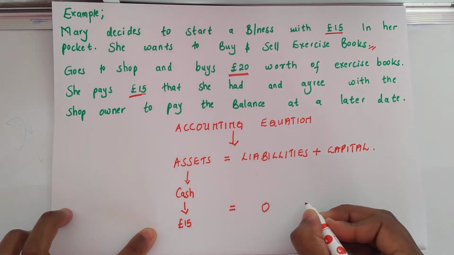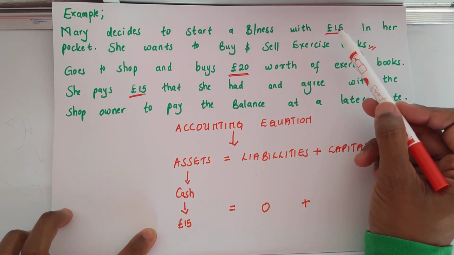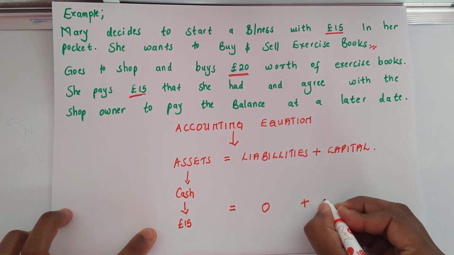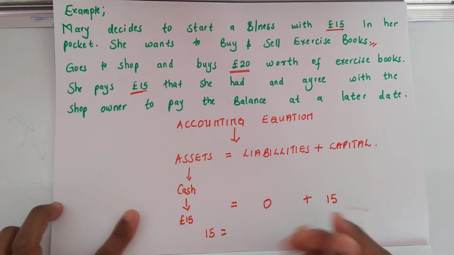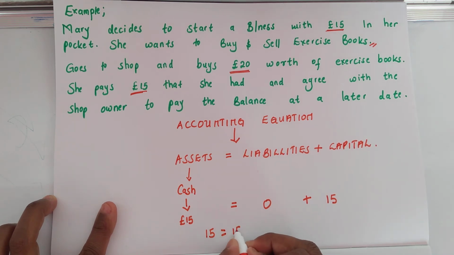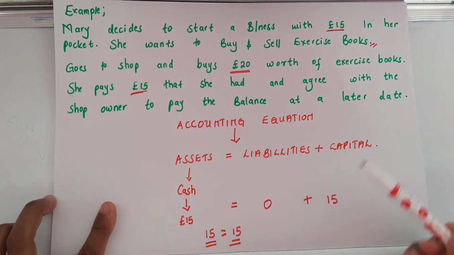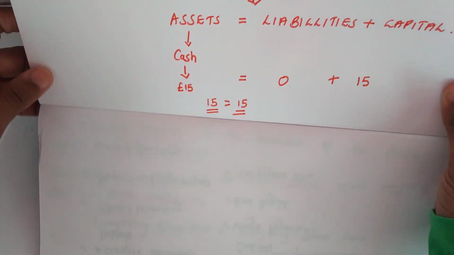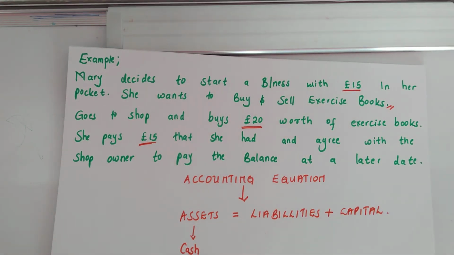Then capital. Mary at this point has 15 pounds, which she has decided to inject all of into her new business. So the capital is 15 pounds. Therefore 15 pounds equals 0 plus 15, which makes 15, and both sides are equal. The accounting equation, assets equals liabilities plus capital, balances out. Now let's proceed to the second part of the exercise.